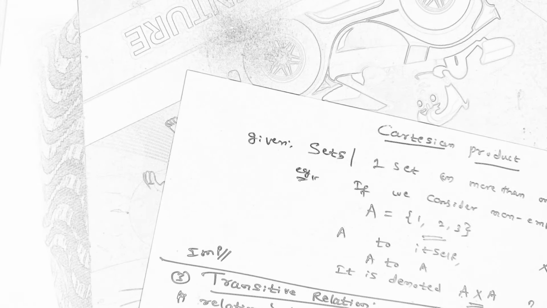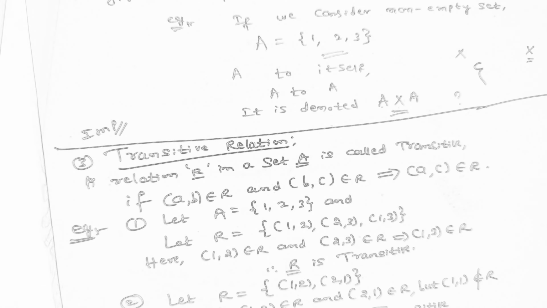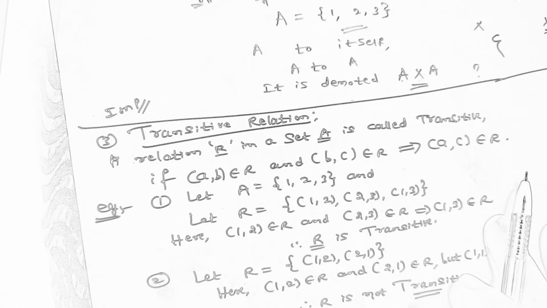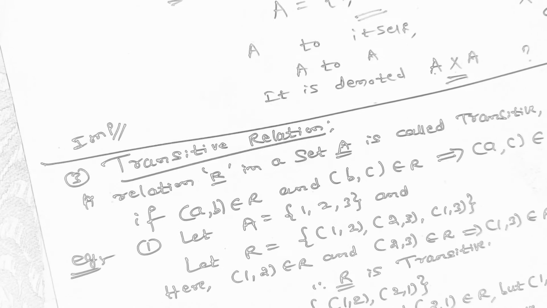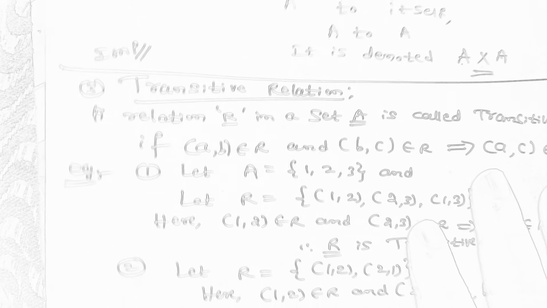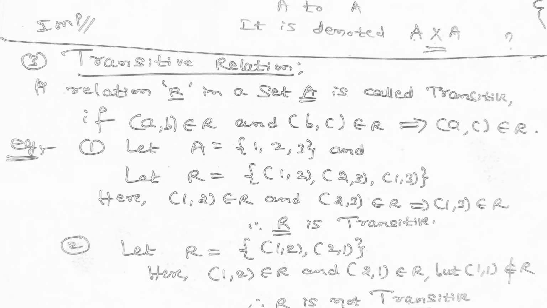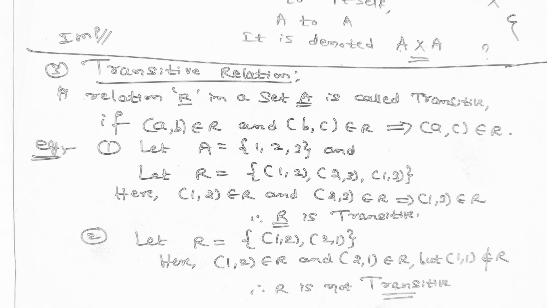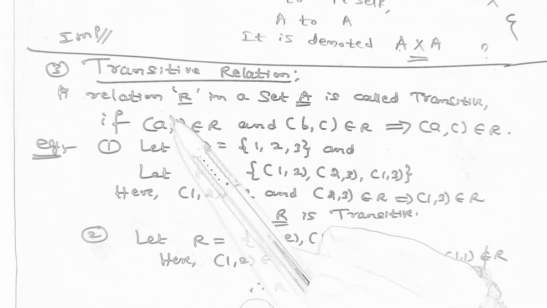So the third relation is, I can say here, a very important relation. The third relation is the transitive relation. So you observe here, transitive relation. This is one of the important relations. Last one, a lot of students will get confused here. Transitive means the same definition says.